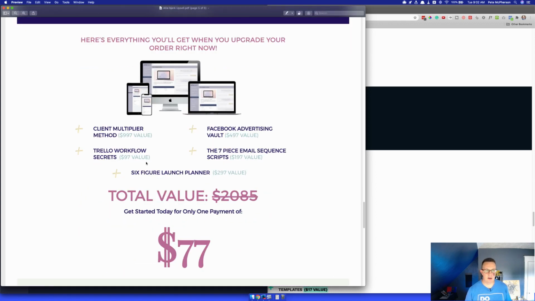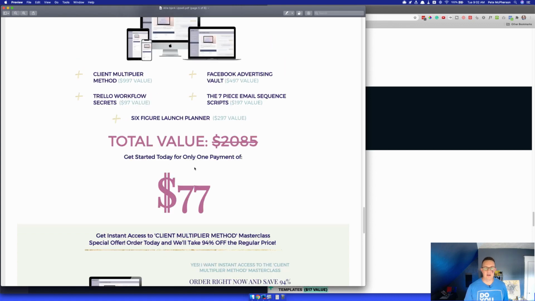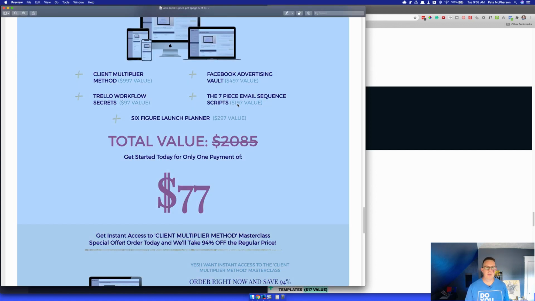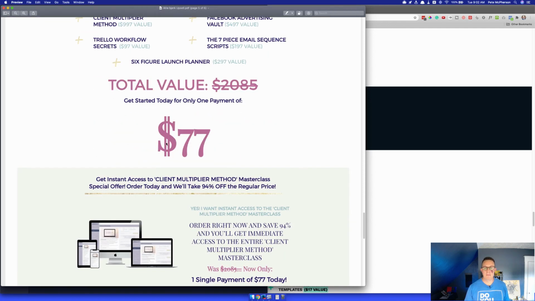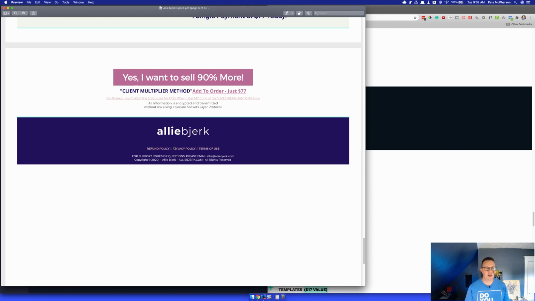And then here's the stack. I actually copied her formatting right here. I liked it so much. This, and this is for $2,000. You get it today for $77. I don't know if this is a little unreasonable for me. Like the 6-figure launch planner, $300. I don't know about that. But in general, there is Allie Bjerk's page.